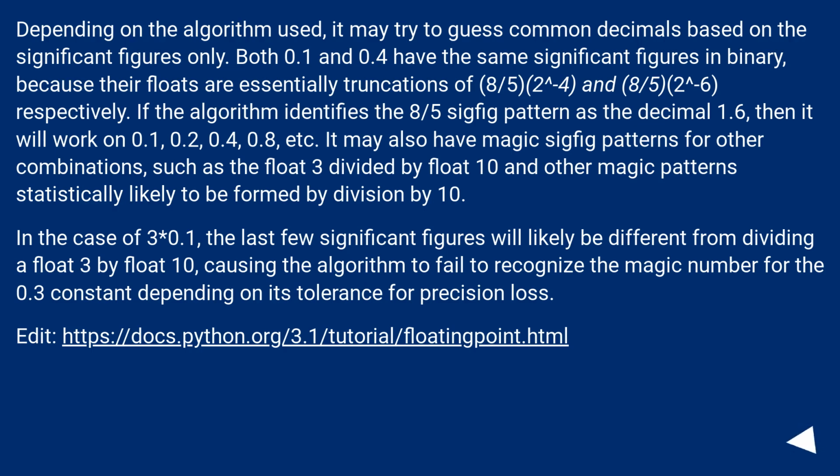In the case of 3 times 0.1, the last few significant figures will likely be different from dividing a float 3 by float 10, causing the algorithm to fail to recognize the magic number for the 0.3 constant depending on its tolerance for precision loss.